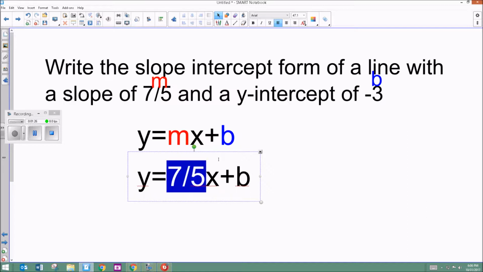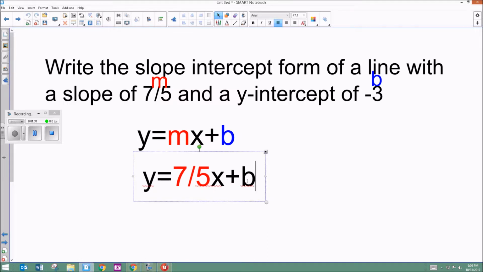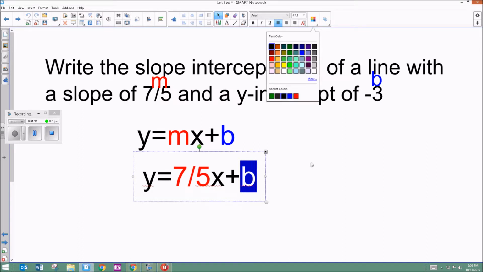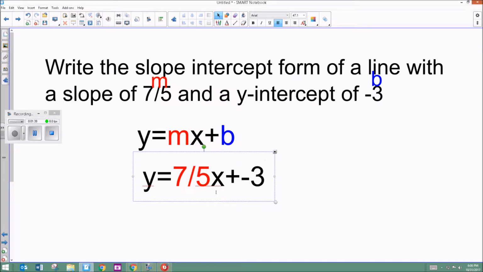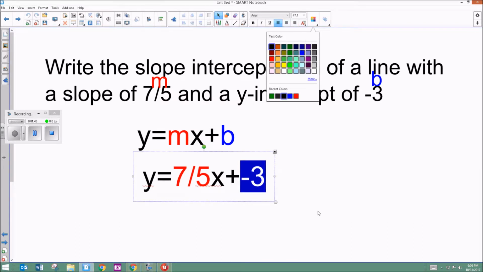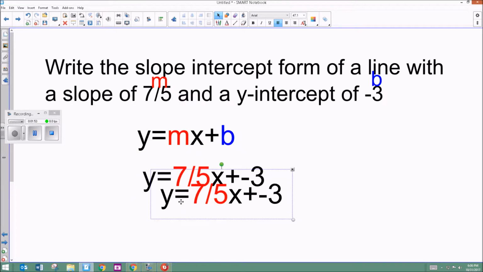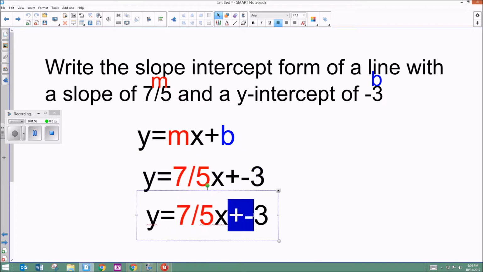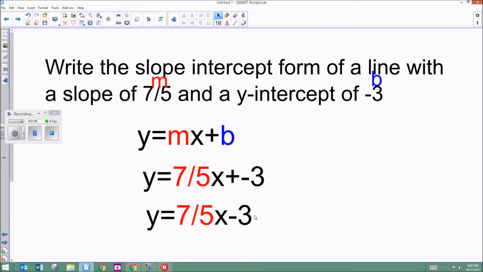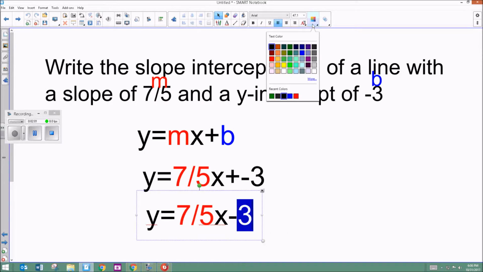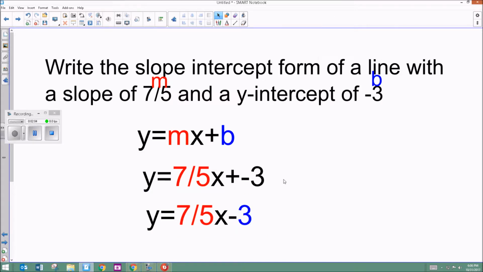And since our y-intercept is negative 3, we're going to put a negative 3 here. Now, whenever you add a negative, that is the same thing as subtracting. So let's simplify this: instead of plus negative 3, we'll just put minus 3. And that is your answer. That is your answer to this problem.